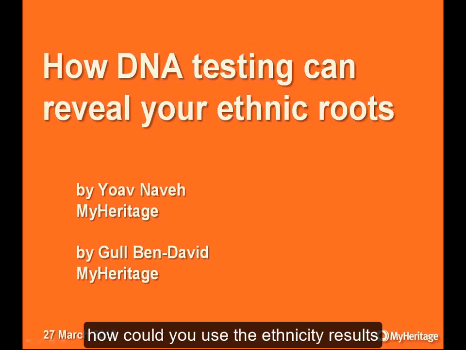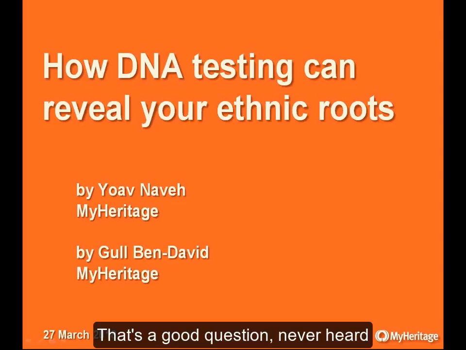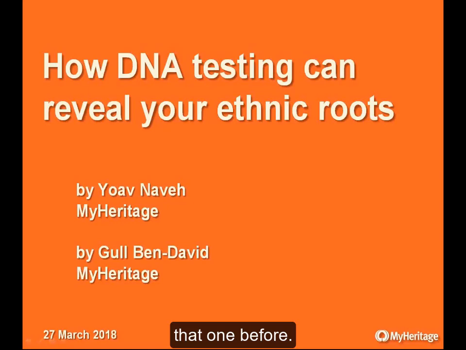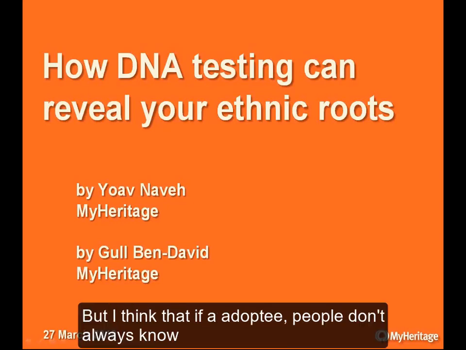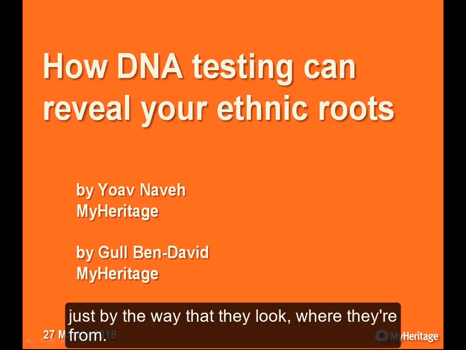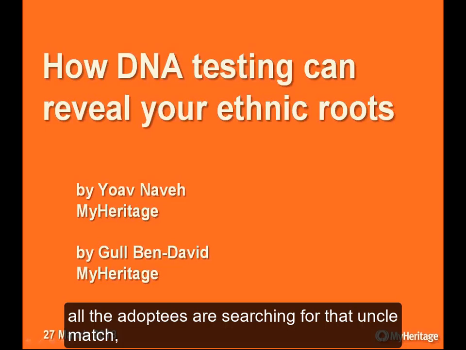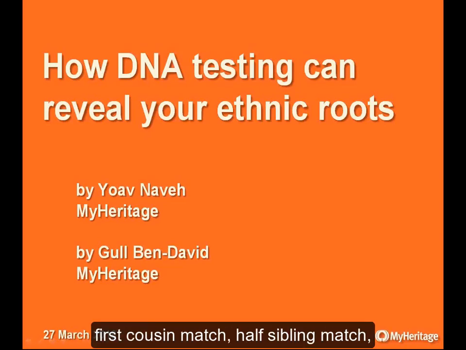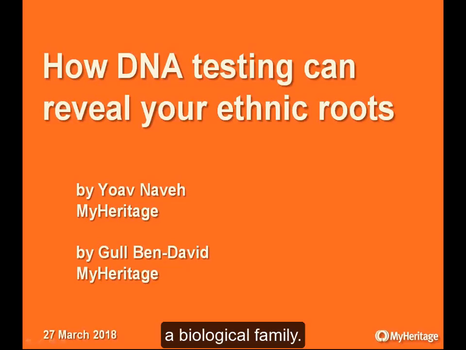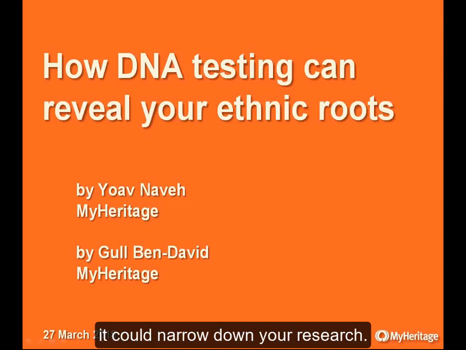Jacqueline also wants to know how you could use the ethnicity results to help with adoption research. That's a good question. Never heard that one before. But I think that adoptees don't always know, just by the way they look, where they're from. And sometimes if you don't get the match, all the adoptees are searching for that uncle match, first cousin match, half sibling match, because those are the easiest ways to find the biological family. But even if you don't get that and you get something interesting in your ethnicity estimate, it could narrow down your research.